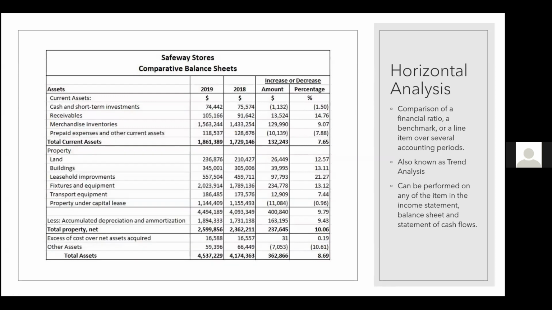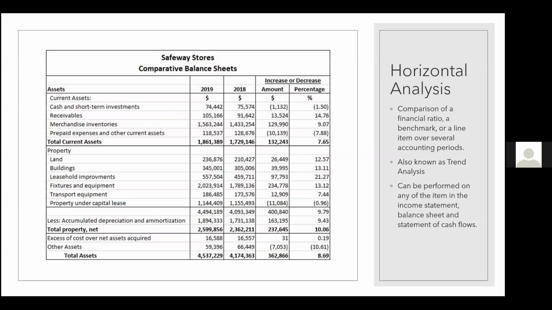Now, how do we compute the percentage? What is our formula again to compute the percentage? To compute the percentage, we need to deduct 75,574 from 74,442 and divide it by your previous year. So what will happen there is current year minus previous year over your previous year. Right? That's how we get the change, the percentage of change.